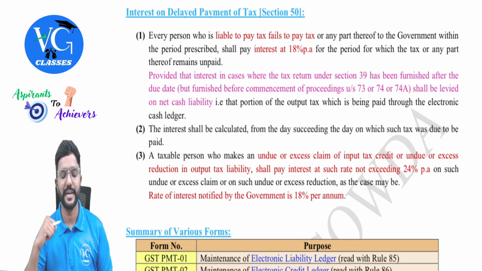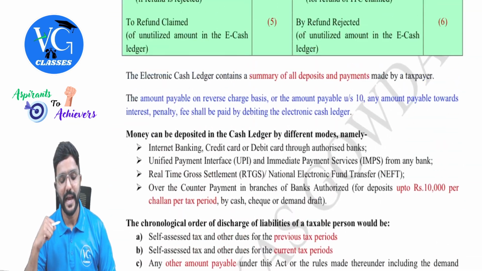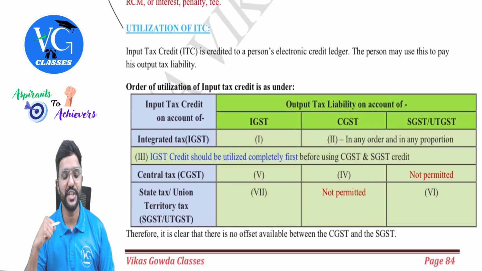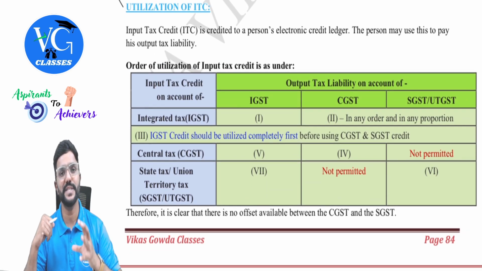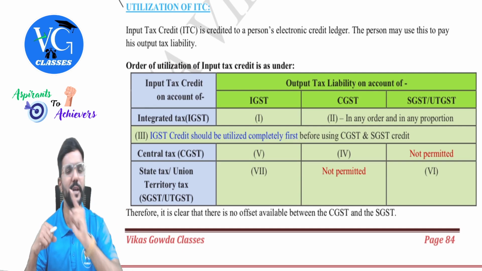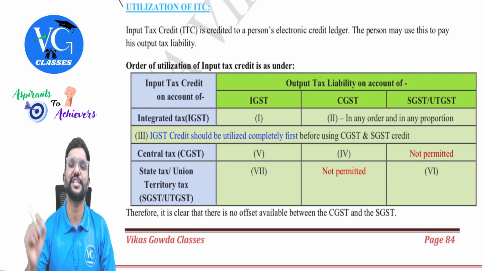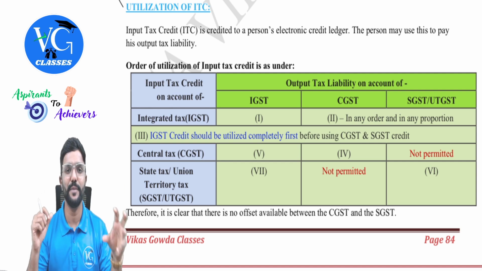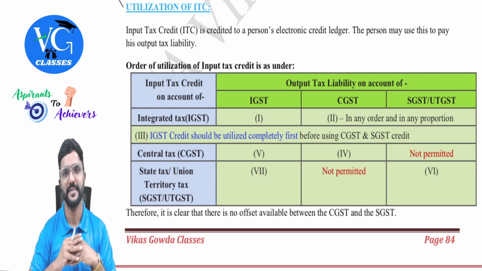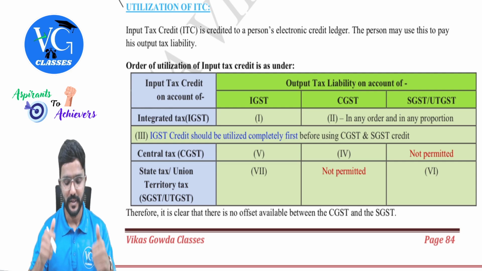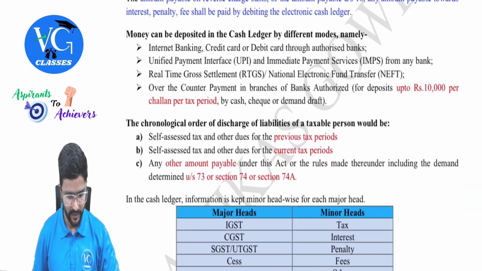And also there is one more clarification telling, if I have a credit of compensation cess, assume I have paid a compensation cess on my inward supply, that credit can be utilized only towards payment of compensation cess. So cess credit can be used only to pay cess. Got it? Yes, sir. Fine. We'll move forward.